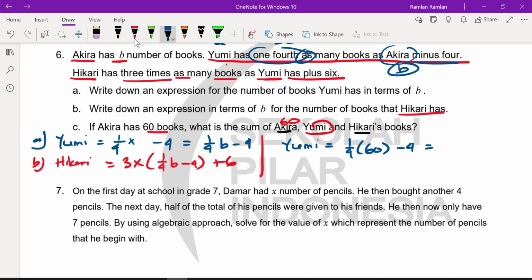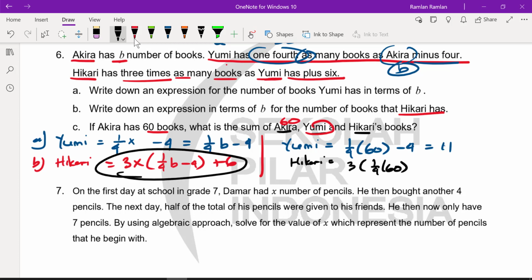And then you can just plug this into the calculator. You'll get 15 minus 4, which is 11. 1/4 times 60 is 15, and 15 minus 4 is 11. And then the last one is Hikari's books. There'll be 3 times 1/4 times 60. So just use this one here because that's Hikari's. Just change this B by 60, and then minus 4, and then plus 6. That'll be equal to, just plug everything in the calculator, guys. It'll be 33 plus 6, so there'll be 39 books.